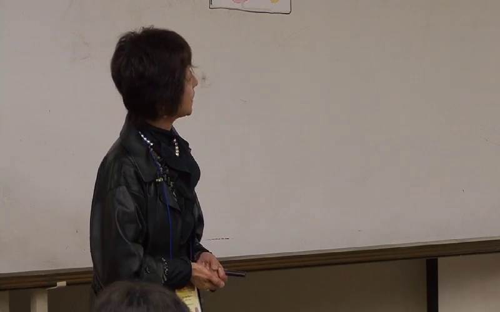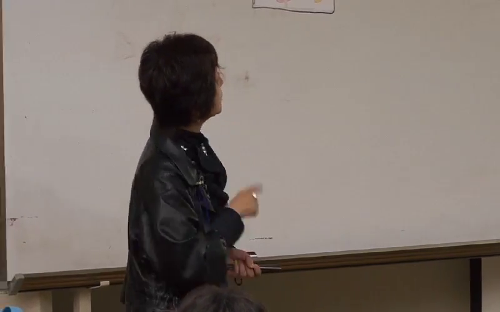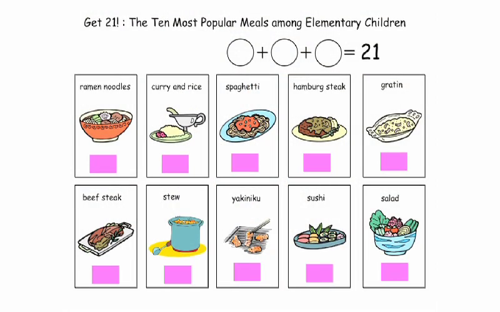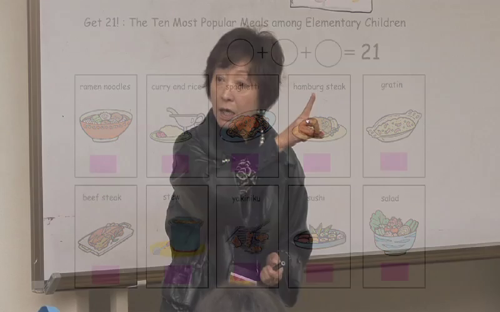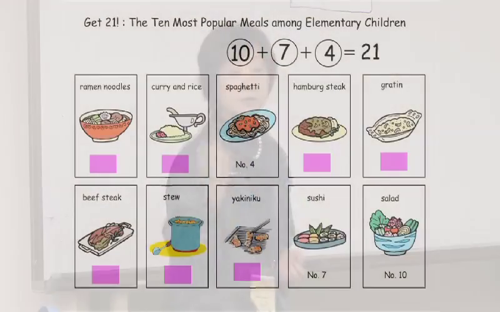Now, this is on your handout. It's a game where you use a list of the 10 most popular things in one given category. You're looking at the 10 most popular meals among elementary children, from a very popular TV show in Japan. So I used it in the English teaching setting. In this game, if you choose number 1, the most popular one, you get 1 point. If you choose number 10, you get 10 points. By choosing 2 or 3 or 4 items, you try to get a total of 21.